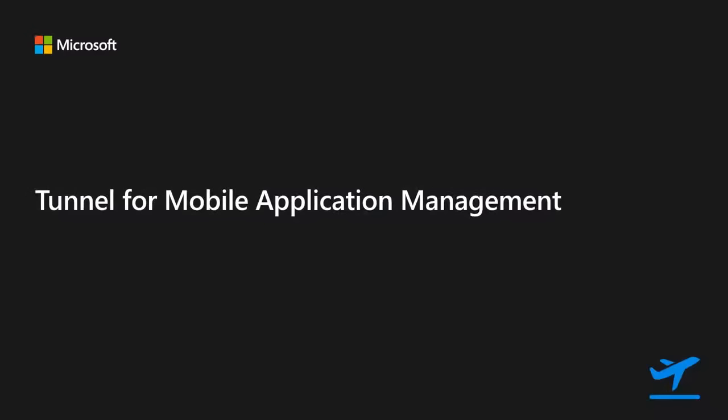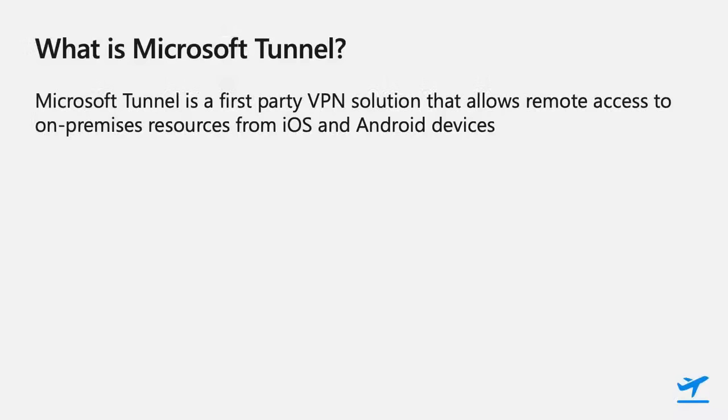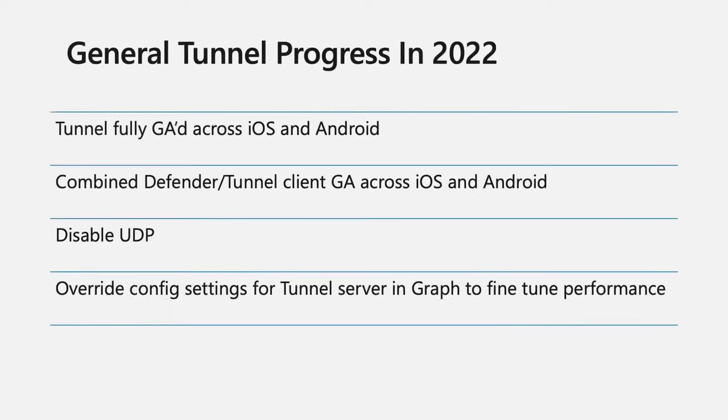So the last thing that we're going to talk about today is Tunnel for mobile application management. So this is a solution that ties into Microsoft Tunnel, which is a solution that we've had in market for a couple years. So Tunnel is a first-party VPN solution that allows remote access to on-premises resources from iOS and Android devices. We made really good progress on Tunnel in 2022. So we've actually fully GA'd the product across iOS and Android.